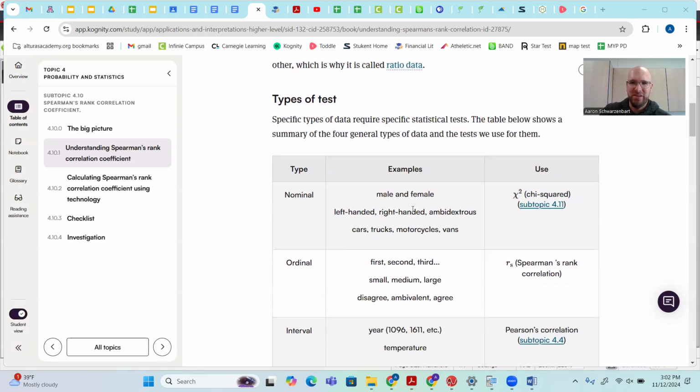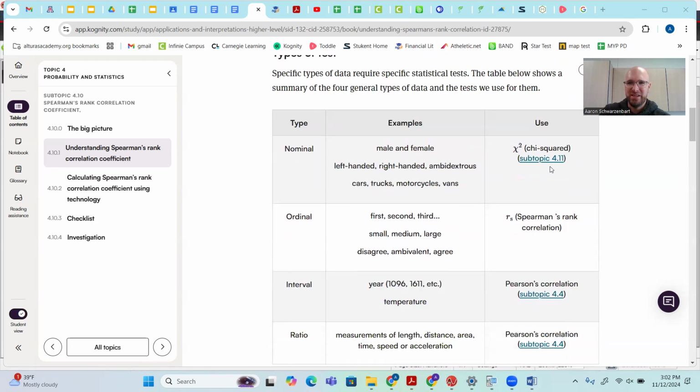Nominal: male, female, left-handed, right-handed, ambidextrous, cars, trucks, motorcycles, vans. You can use chi-squared tests on nominal data, or a lot of times you'll do proportions within each group or how many in each group. You can sometimes have two groups and t-tests could be run, but chi-squared is often done for multiple categories and how many in each category.